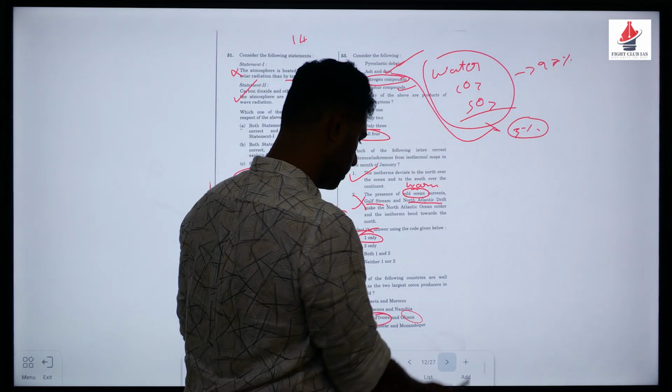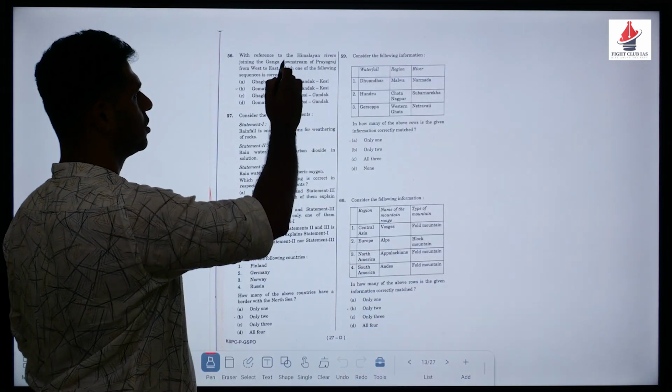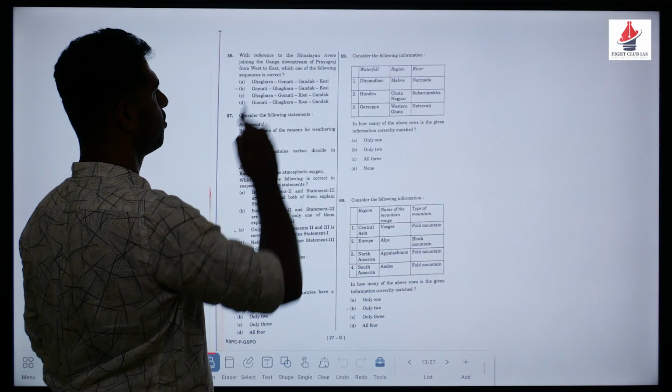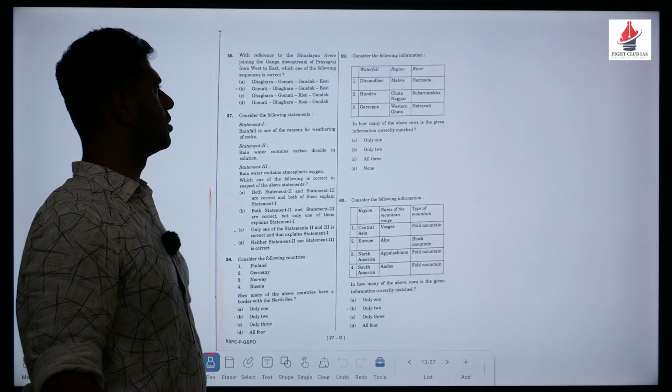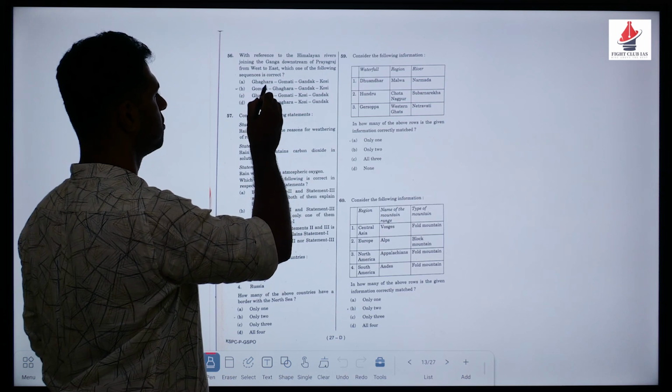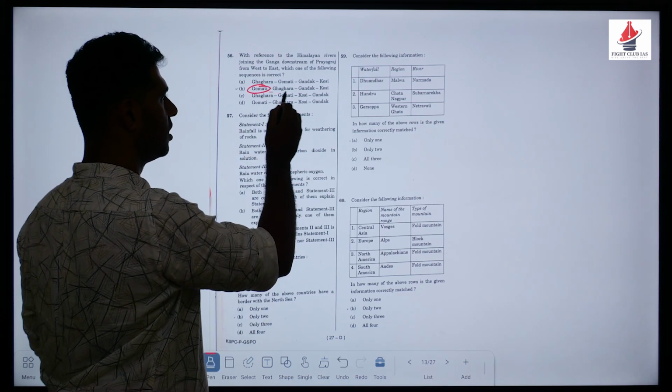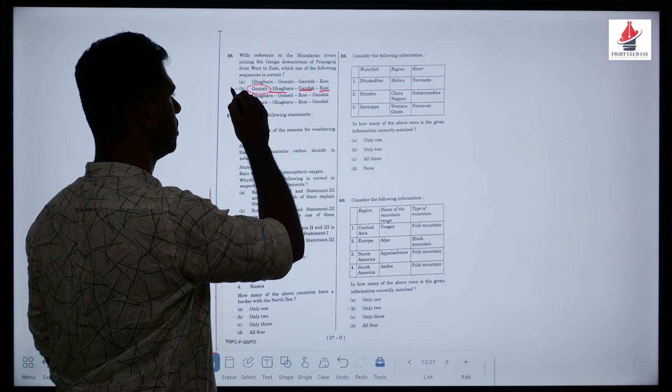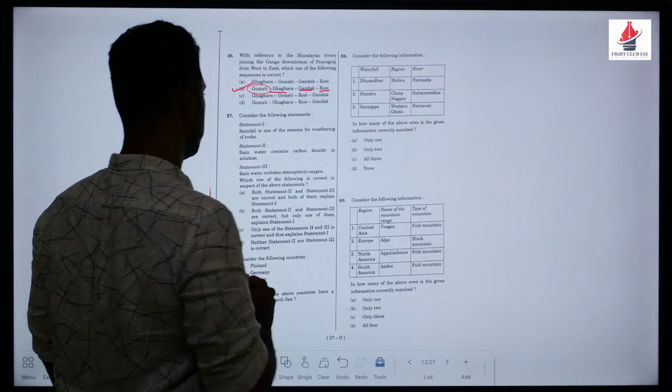Right? Moving on, with reference to the Himalayan rivers joining the Ganga downstream of Prayagraj from west to east, which of the following sequences is correct? So initially you find that the first, after Prayagraj, first thing that comes and joins is Gomti, then the Gagra, then Gandak and Kosi. B is your correct sequence in this.